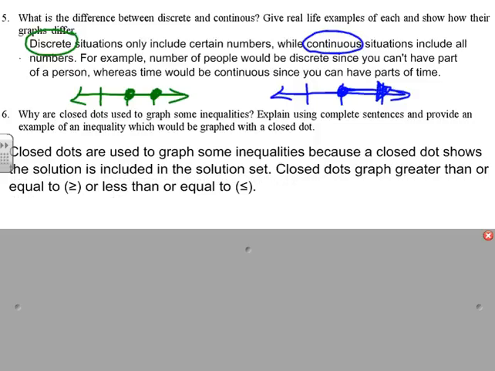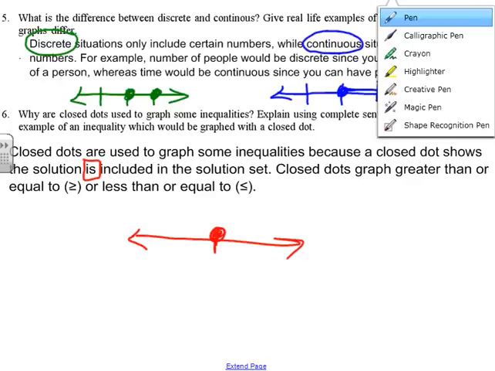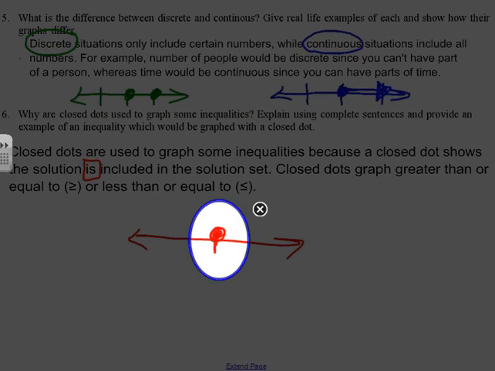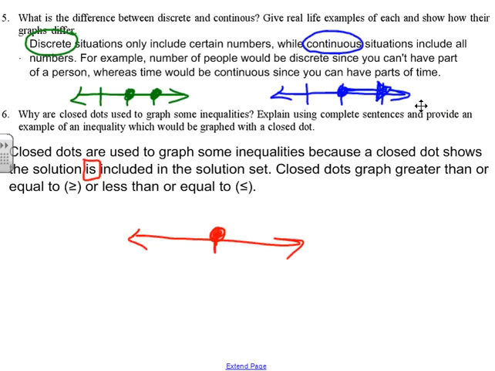All right, number 6. Closed dots are used to graph inequalities because a closed dot shows that the solution is included in the solution set. Okay, so if you have a graph, whether it's discrete or continuous, a closed dot says that whatever this number is right here, that is included in the solution set. If you use an open dot, it means it's the next smallest number, and if it was 10 right here, it could be 10.000001 if you used an open dot, but not 10.